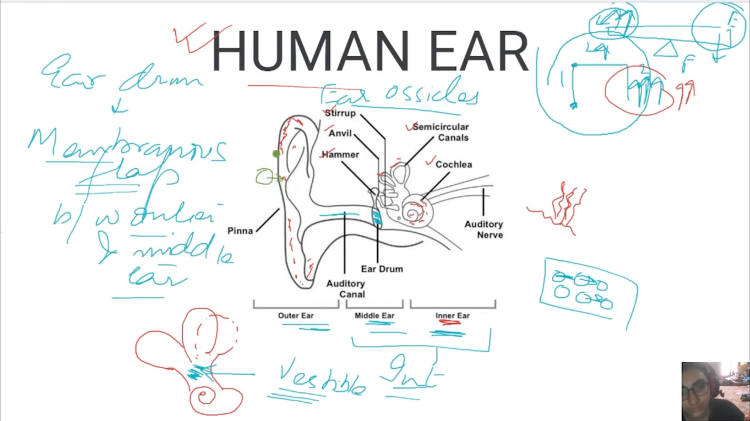As a result of this, your pinna starts vibrating. The energy is transmitted. When the pinna starts vibrating, the vibration is transmitted through your auditory canal, because air particles are present here also, right? So the air particles in your auditory canal are also vibrated, and all these vibrations start vibrating the eardrum. Because the eardrum is a membranous flap, it will also vibrate rapidly.